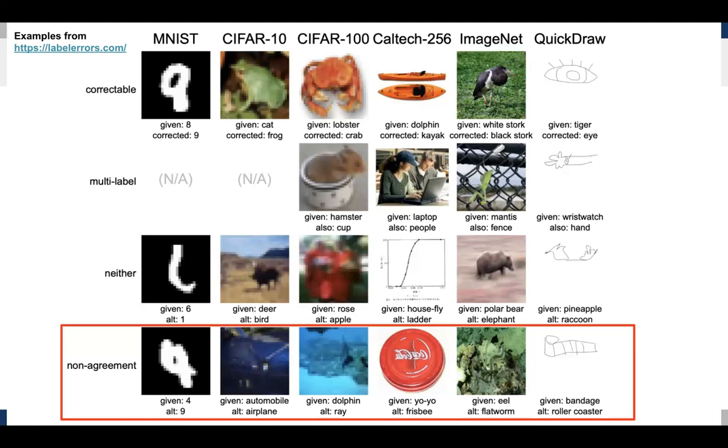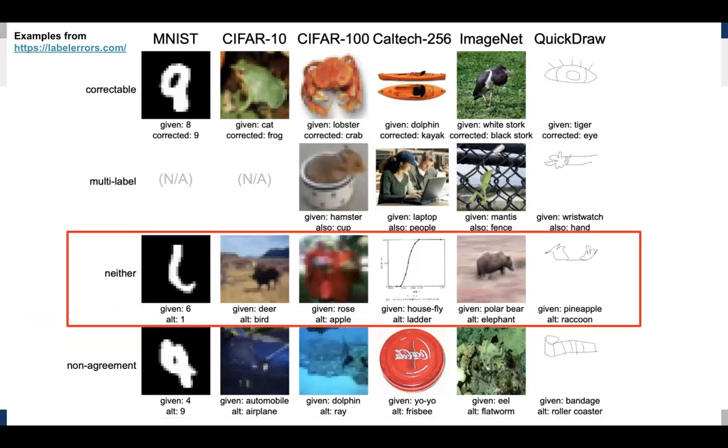So the bottom category here are examples where the Mechanical Turk workers did not agree that either the given label is better or the alternative label we are suggesting is better. And so these you can see are just kind of hard examples. Like you have this yo-yo that kind of looks like a Frisbee. It's very hard to know what exactly that is unless you spend a lot of time studying it.